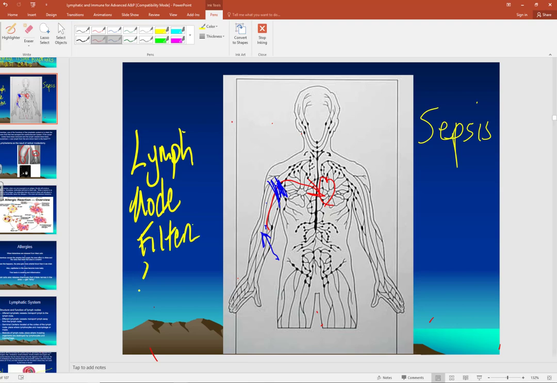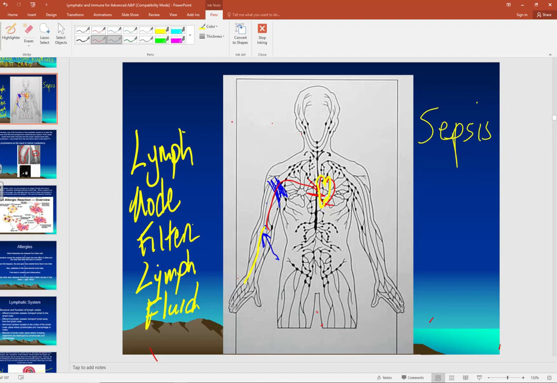filter lymph fluid. And their job, and you need to know this, all lymph fluid must pass through a lymph node before it gets dumped into the right side of the heart. So all lymph vessels dump their lymph into the right side of the heart, just like veins dump their venous blood in the right side of the heart. So before that lymph fluid gets dumped into the right side of the heart, it's got to be filtered by a lymph node.